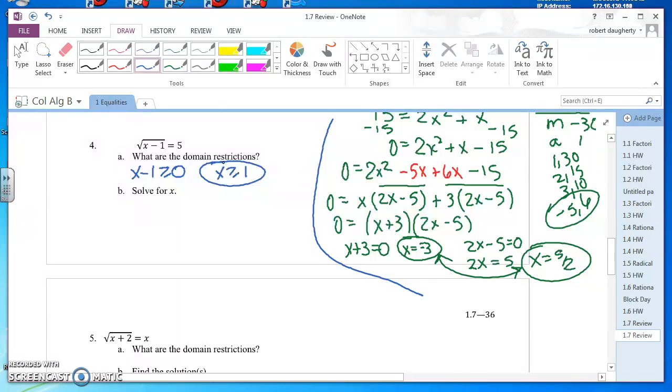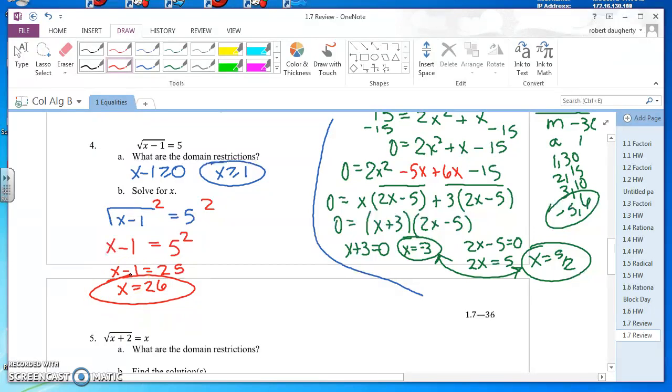Square root. You want to isolate the square root. We're in good shape. That's already happened. So square root of x minus 1 equals 5. The way to solve this will be to square both sides of this equation. On the left side, when you take the square root and square, you end up with what you started with. So that's x minus 1 equals 5 squared. So x minus 1 equals 25. Therefore, x equals 26. Okay? And we're good. That's number 4.